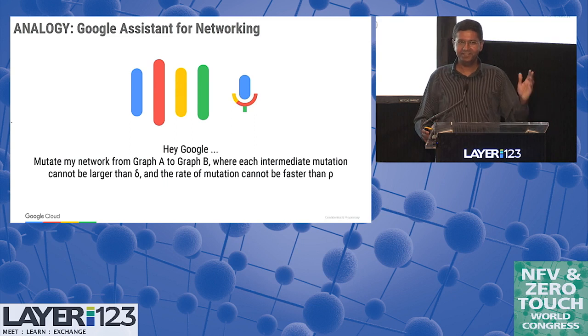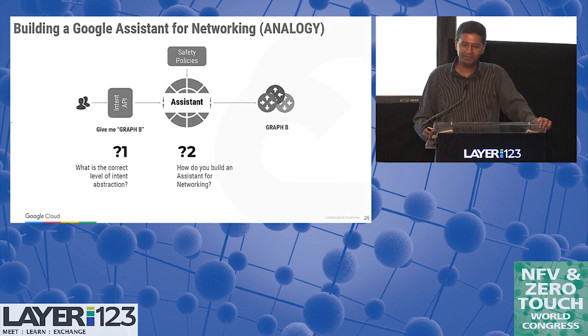So this analogy changes to mutate my network from graph A to graph B, where every change does not exceed delta, and your rate of change does not exceed a rho that you define. So how do you go about building such an assistant?